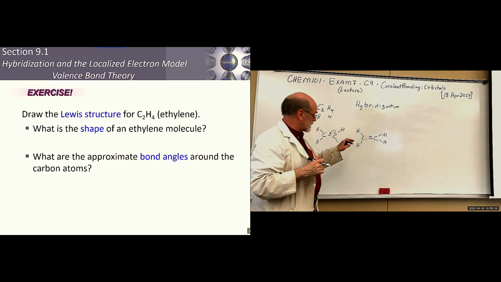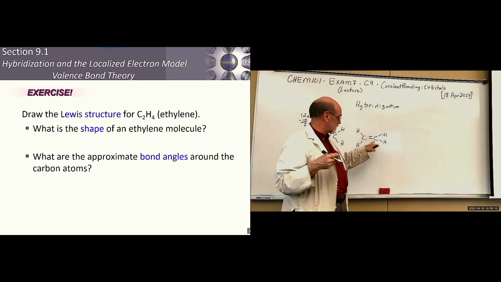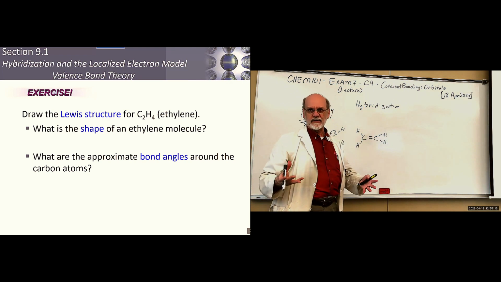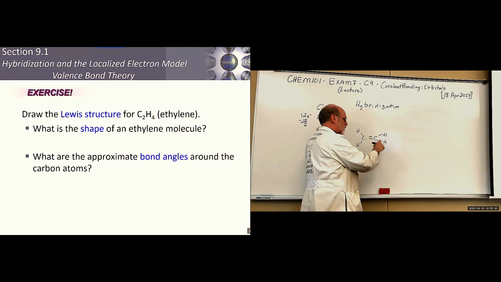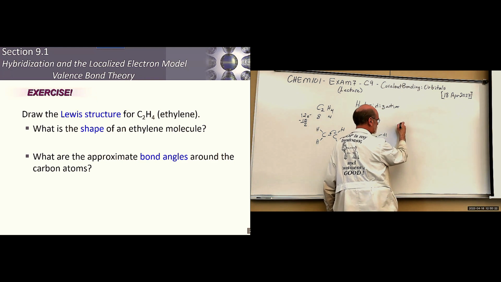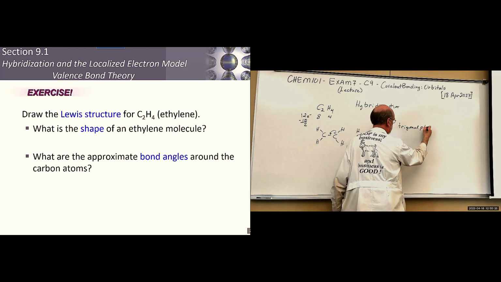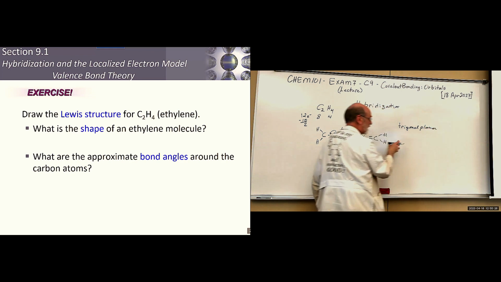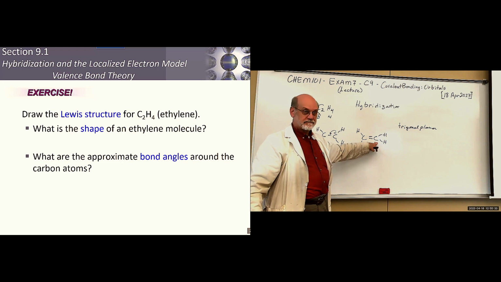And what you may notice is, how many groups are around each carbon? There are 3. So each carbon is going to behave exactly the same. We describe one, we've described the other. So with 3 groups around here, what does that mean? Trigonal planar, electronic and molecular, because we have no lone pairs.